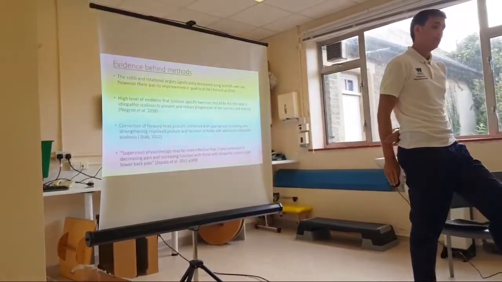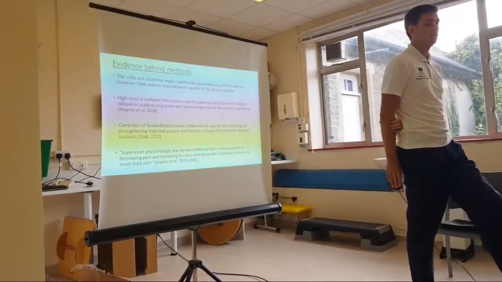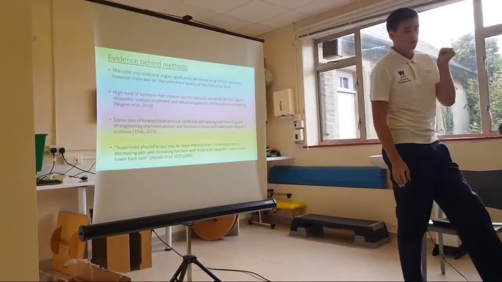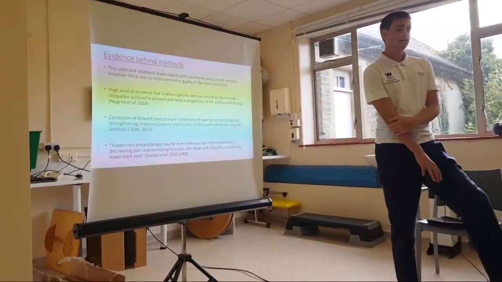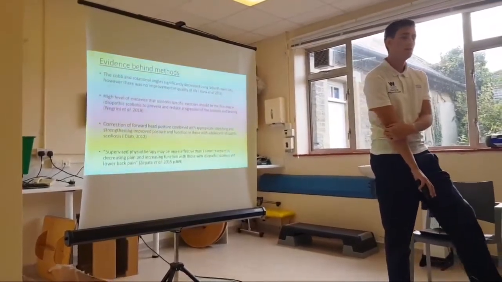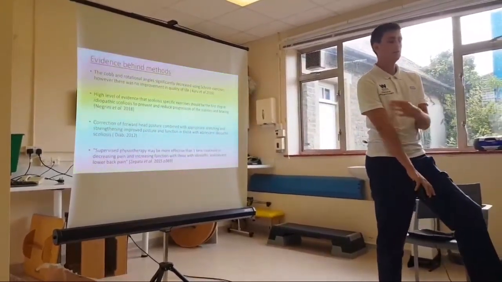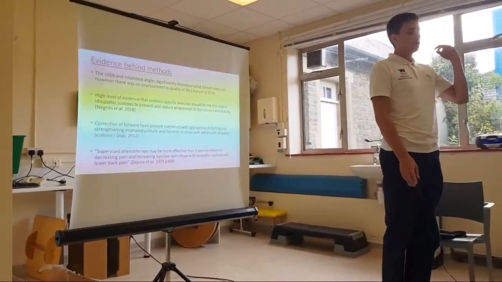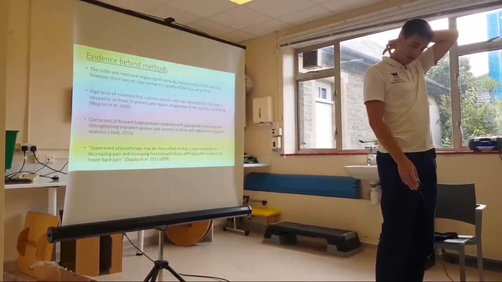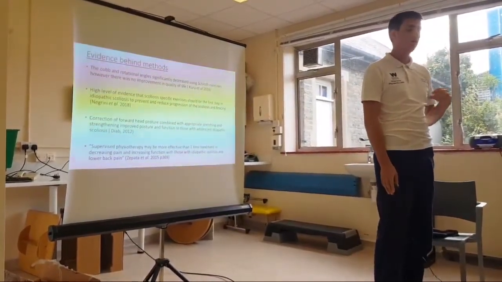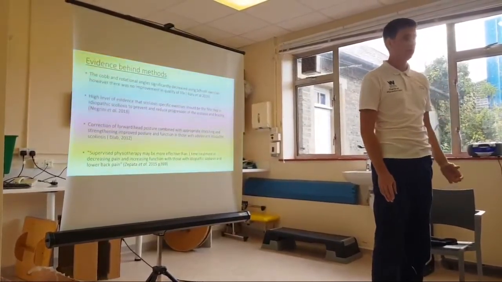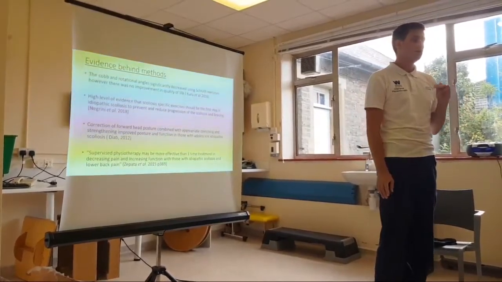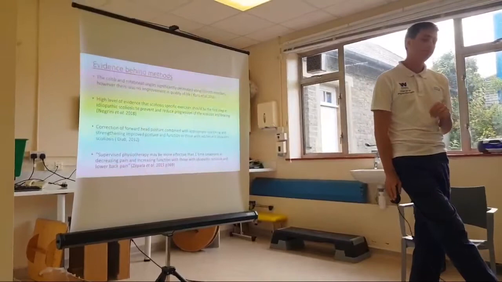Correction of head posture combined with appropriate stretching and strengthening improved posture and function in those with idiopathic scoliosis. With this one, with the head posture correction exercises, they looked at shoulder posture, making sure that their posture and their shoulder was correct. They had a look at a stretch of the muscles at the back of the neck. They had worked on the deep neck flexors as well. Those are the main three that they used, and they actually found some quite good changes from that.